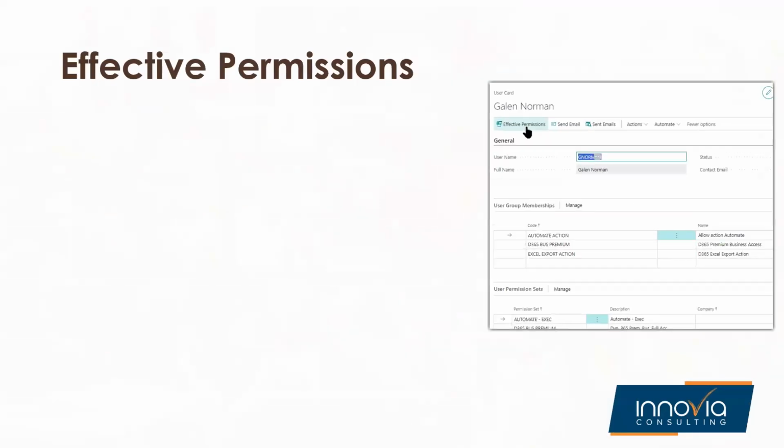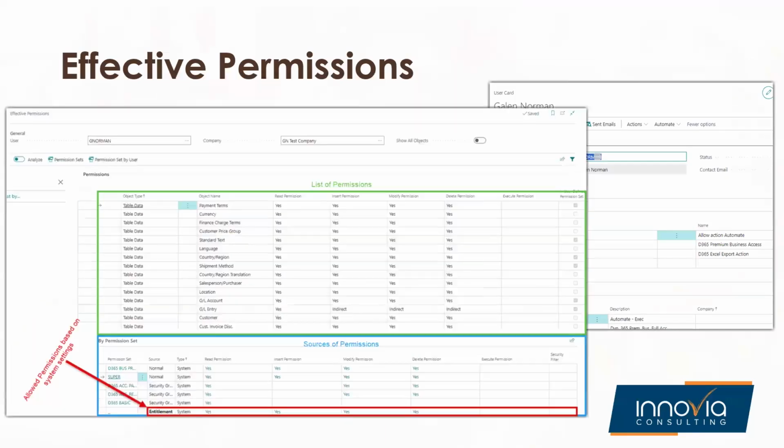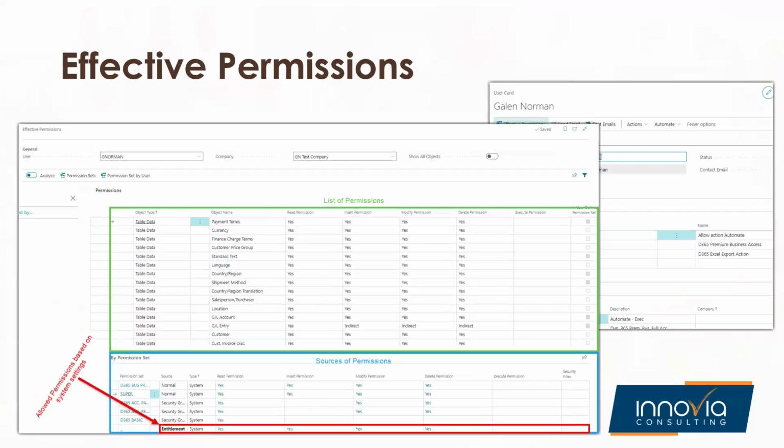All right, so this is just a more detailed slide on effective permissions. Going to a user account and clicking the effective permissions button opens up a page that shows you at the top all of their permissions, like every single object that they have access to, whether it's read, insert, modify, or delete, or even execute. And then on the bottom section, it shows you what gave them access. Whatever you select on the top, it'll show you what gave them access to that.